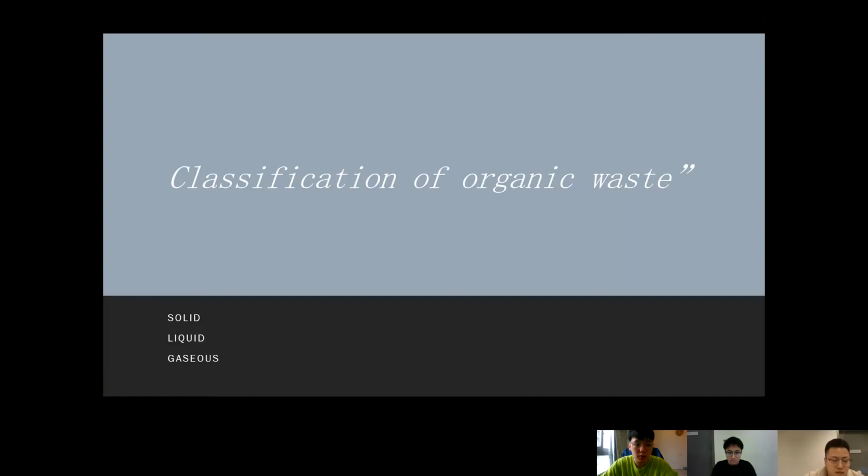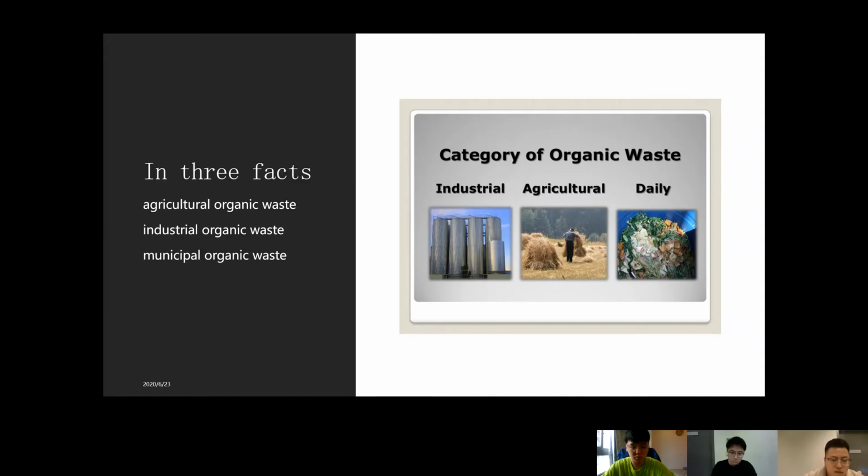The so-called organic waste refers to the solid, liquid, or gaseous organic articles and substances produced in the process of production, life, and other activities. They have lost their original value of use, or have been discarded or abandoned, despite not having lost their value of use. They can also be divided into 3 types, which are agricultural organic waste, industrial organic waste, and municipal organic waste.